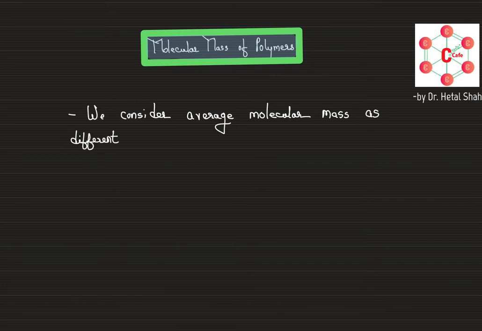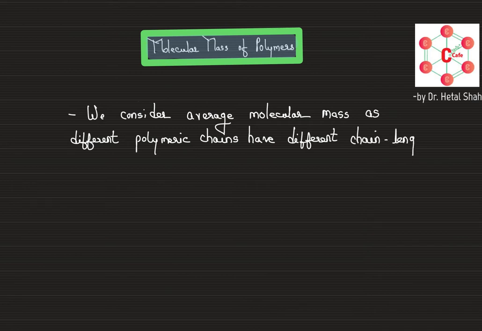So first of all, for polymers, we consider average molecular mass as different polymeric chains have different chain lengths. All right. So that is one thing.